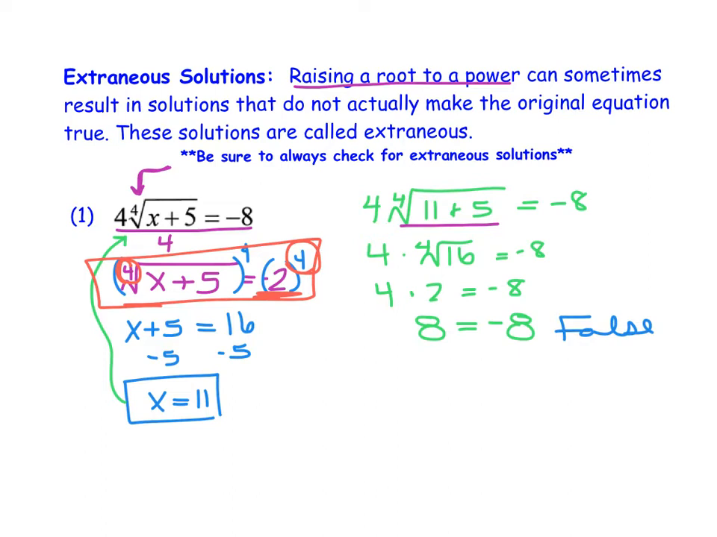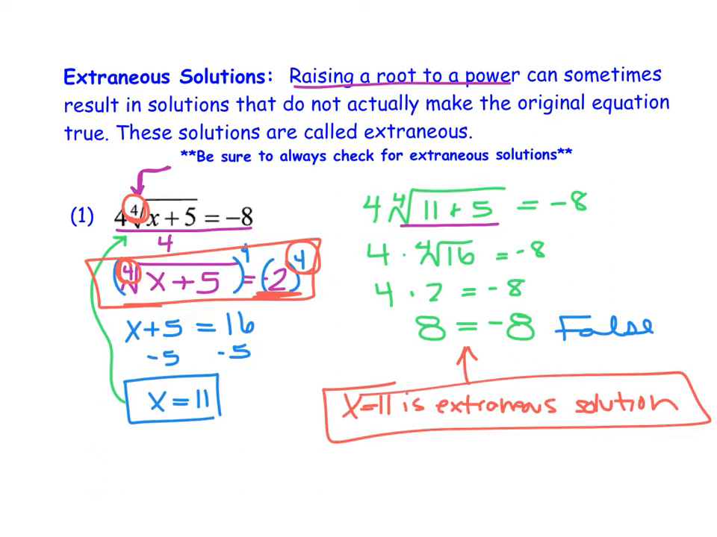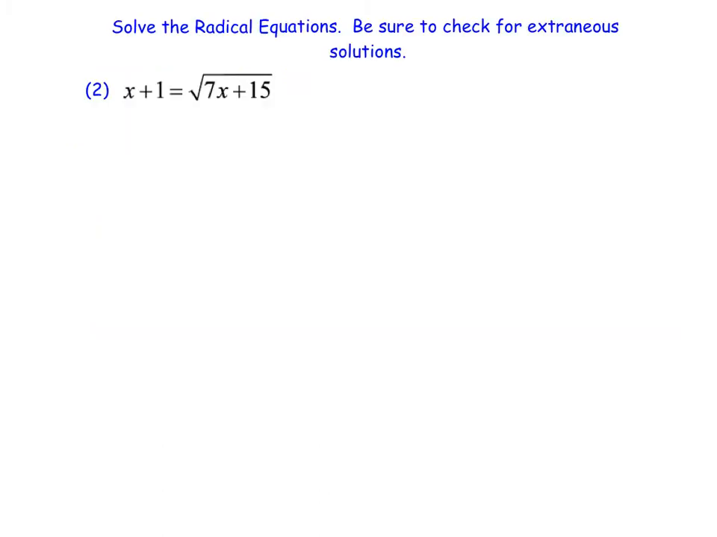So as we're working with roots, it's really important, especially when you're dealing with an even root, that you always check your solution and make sure that it's not extraneous. In this case, x equals 11 is an extraneous solution because while we solved the equation and got that as the answer, it doesn't actually make the equation true. So we're going to be focusing on how we can test for those and how we can look out for these types of solutions. Let's focus on a second example together, and we'll check for extraneous solutions at the end.